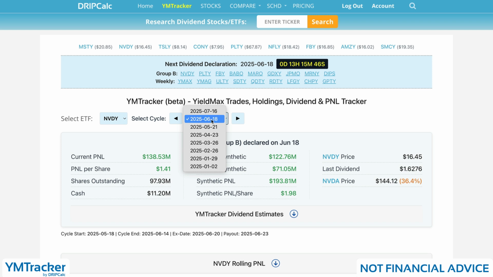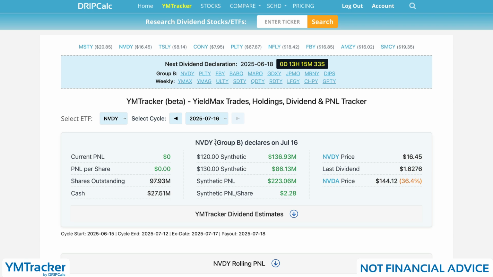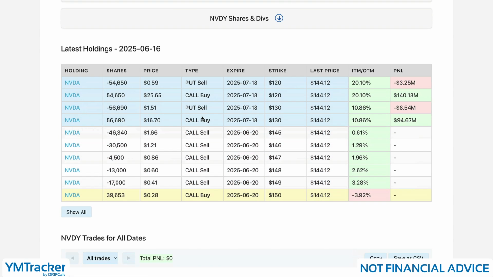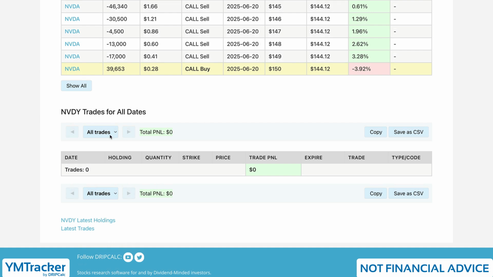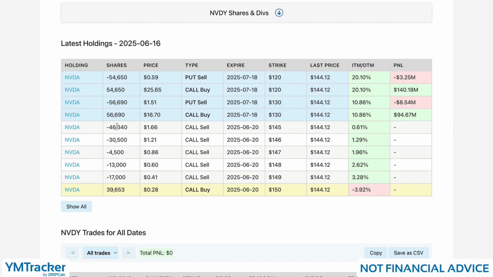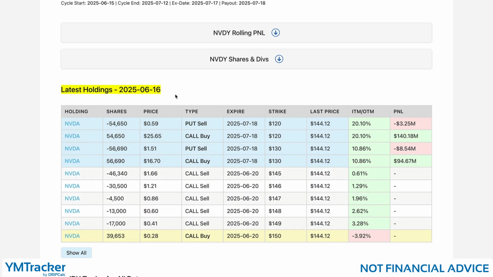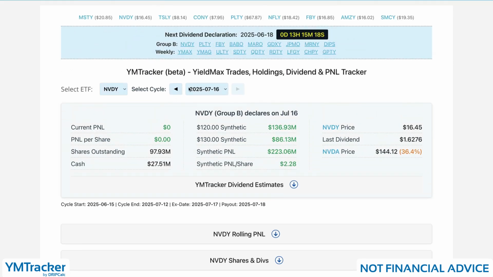So right now, it's selecting the current active cycle. And what active means is until they announce the dividends, it's active. Okay, and once they announce the dividend, it will show automatically the next cycle. It will become current. But although there is already data for the next cycle, they didn't have any trades. But we have the holdings positions for the next cycle.